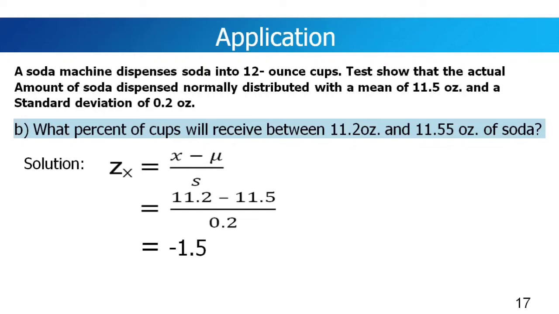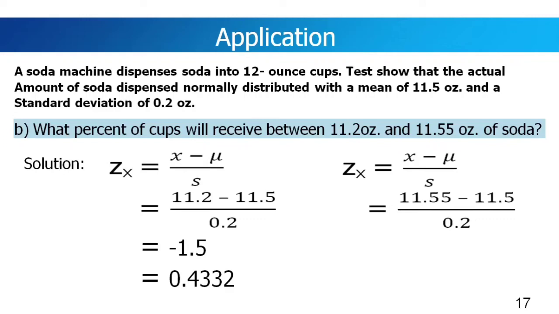So using the table, the area under Z is equal to negative 1.5 is 0.4332. For 11.55 ounces, using the same formula, Z sub x is equal to x minus mu all over S. Then we're going to substitute the values into our formula. Then we have 11.55 minus 11.5 all over 0.2, and that is equal to 0.25. Now using the table, we're going to get the area for Z equal to 0.25, and that is equal to 0.0987.